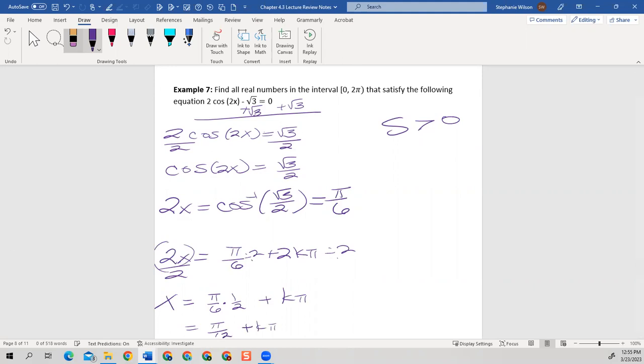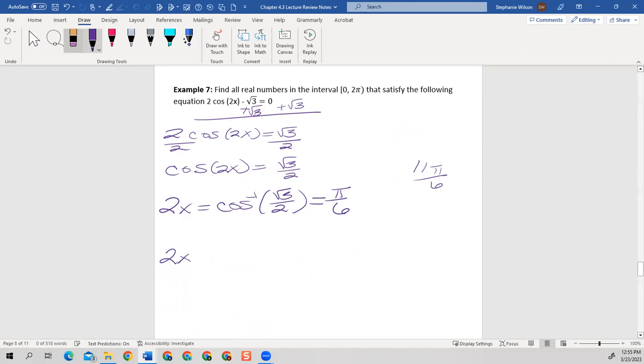Okay, so now we know that value. Let's talk about another point on the unit circle. On the unit circle, I find that we also get 11 pi over 6. So let's use it to find that value.